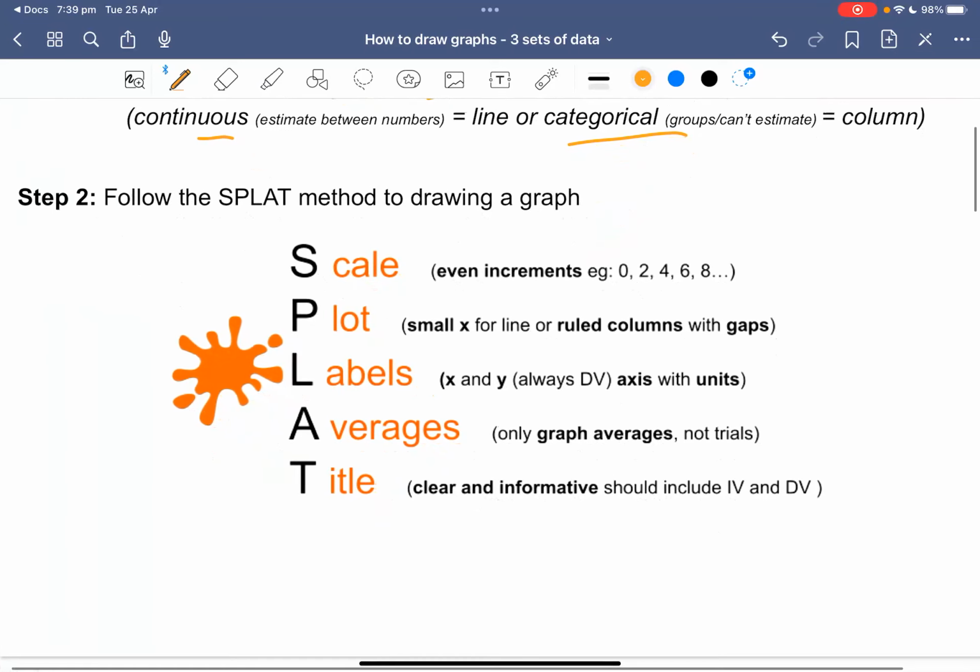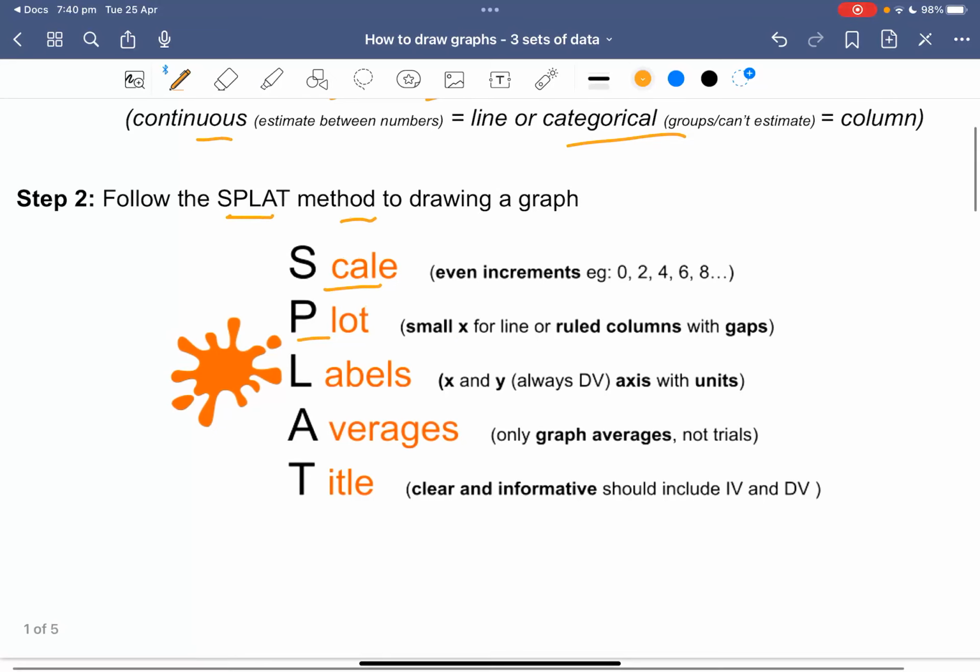But let's remind ourselves of the SPLAT method when drawing a graph, because even if we have 3 sets of data or 4 sets of data or whatever, we'll still be able to use the SPLAT method. Firstly, we need to have a scale that's even. So every time we go across a box, if we say it's worth 2, it has to be worth 2 every time. Or if it says 3, 3 every time. We can plot our data. If it's a line graph, we're going to use a very small x and it has to be accurately plotted, which means in the correct spot. Or if it's a column graph, we have to have ruled columns with lines and consistent gaps between them. So if you leave a 1 box gap at the beginning, there's a 1 box gap between every bar.